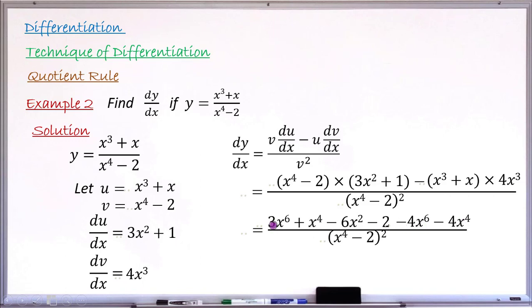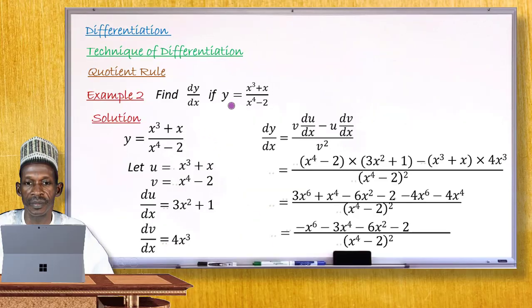So those terms are like 3x raised to 6 minus 4x raised to 6. That gives you minus x raised to 6. And x raised to 4 minus 4x raised to 4 gives you minus 3x raised to 4. There you now have this result, minus x raised to 6 minus 3x raised to 4. Then copy down this minus 6x squared and copy down this very minus 2. And this is where you can stop here. This is the very derivative of this function y.